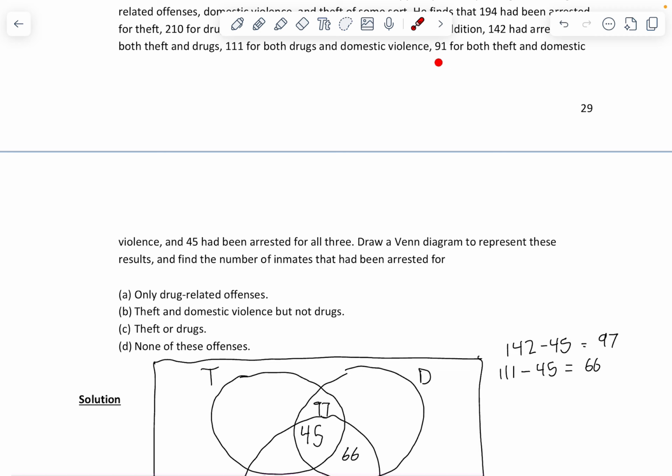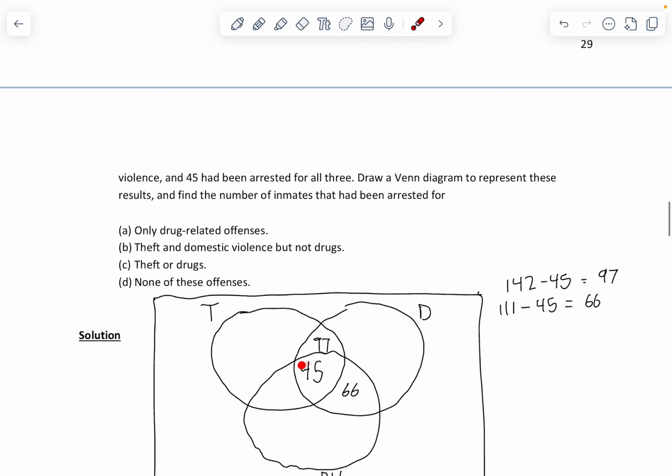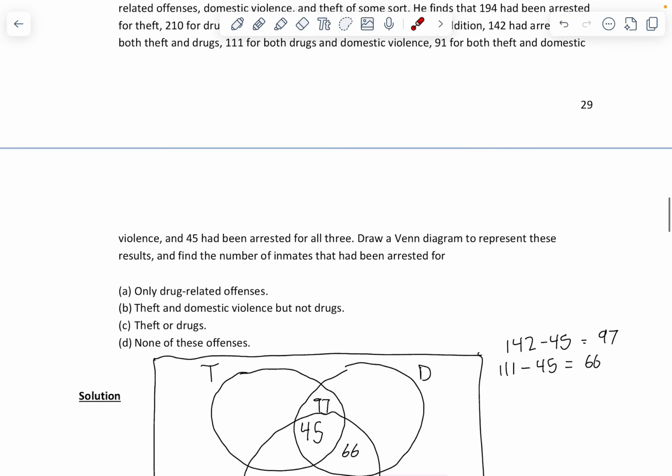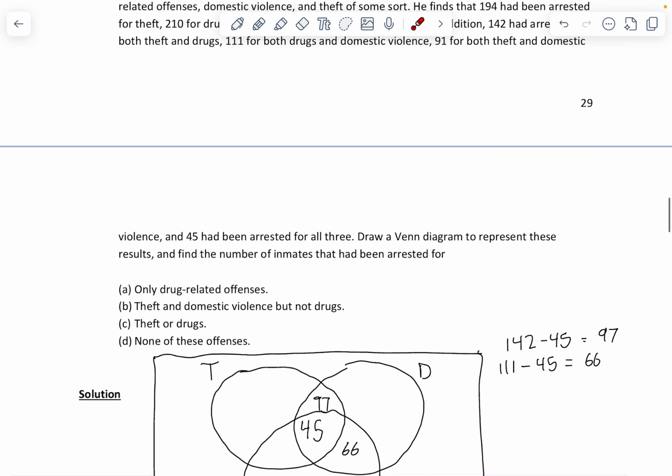Okay, then it says 91 for both theft and domestic violence. So these two regions represent theft and domestic violence. That means this region plus this region has to add up to 91, right? So to figure that out, I'm going to take 91 and subtract the 45, which gives me 46. So that gives me this right there.